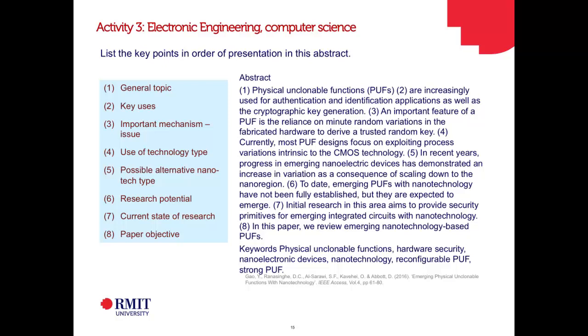Number 7 introduces current research, and number 8 points to the purpose of the paper, a literature review of research on the topic to date. So there are 8 key points that have been made in 7 sentences. Pause if you'd like to review this.